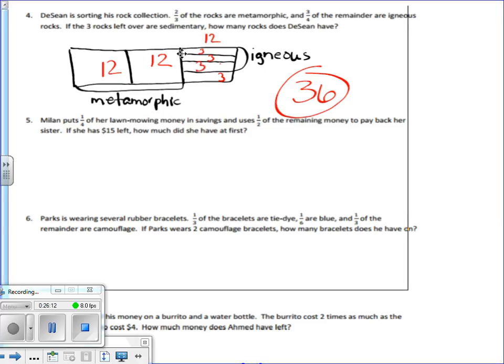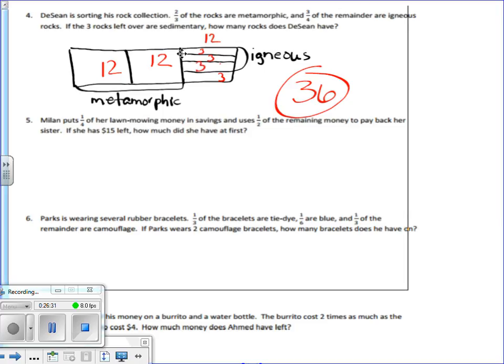Of course, Lexi probably figured it out really quick. Okay, so did you figure it out a different way, Lexi? I did. More power to you. Good job. But you got 36, right?